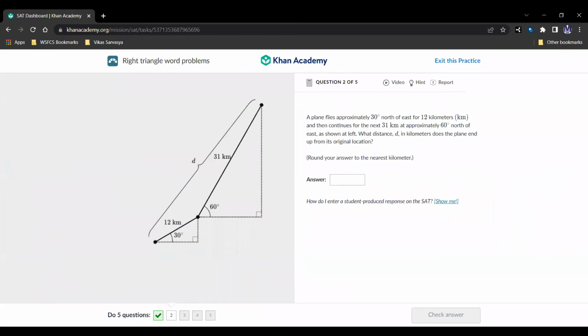All right, here we are, and here's the question. A plane flies approximately 30 degrees north of east for 12 kilometers and continues the next 31 kilometers at 60 degrees north of east, as shown at left. What distance in kilometers is between the locations? Well, it travels 12 kilometers here and 31 kilometers here. Now, how are we going to figure out what this is?